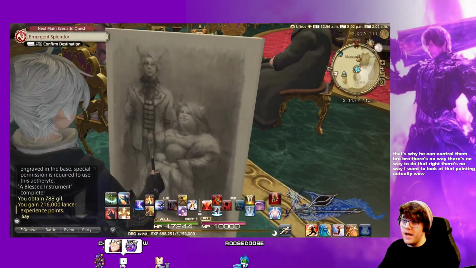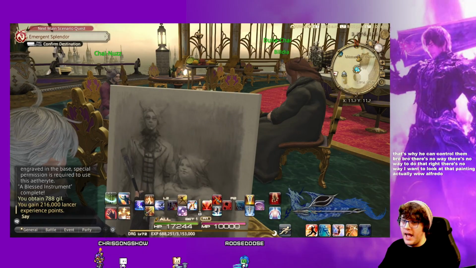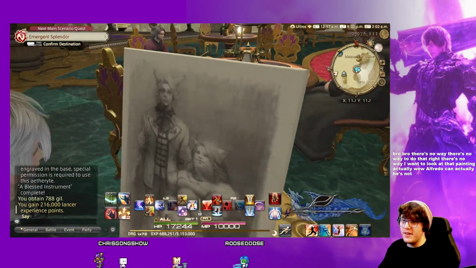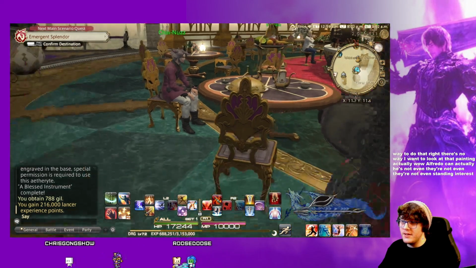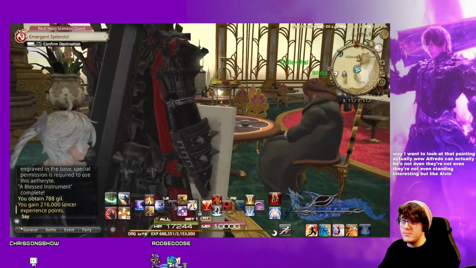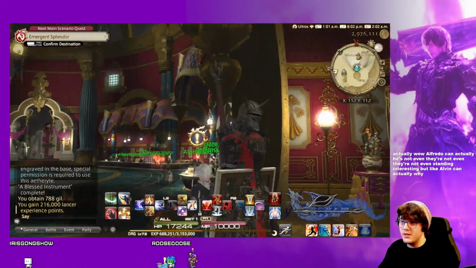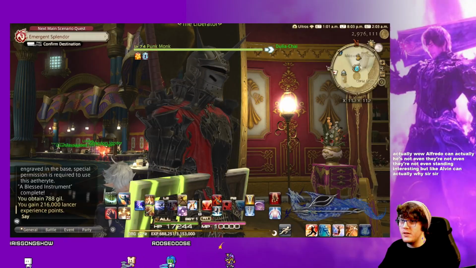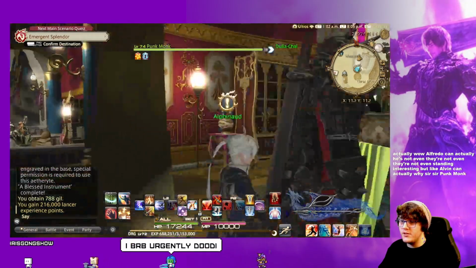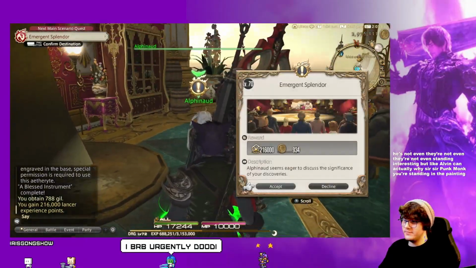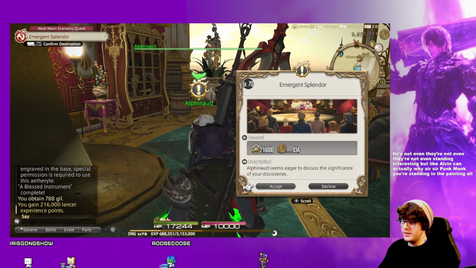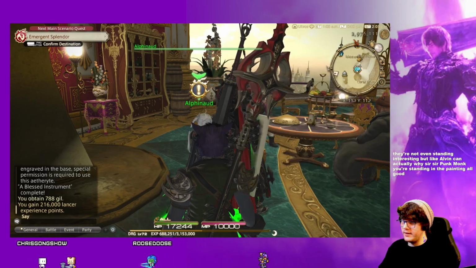Wow! Alphinaud can... Actually, he's not even... They're not even standing. Interesting. Well, Alphinaud can actually... Why? Sir. Sir. Punk monk. You're standing in the painting. All good. Alright.